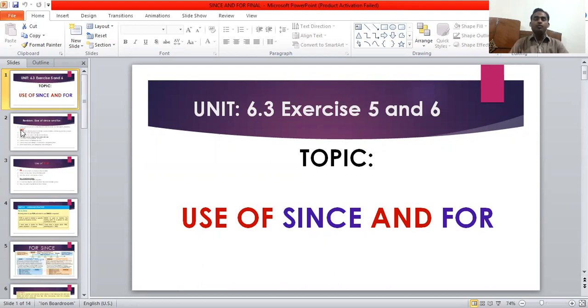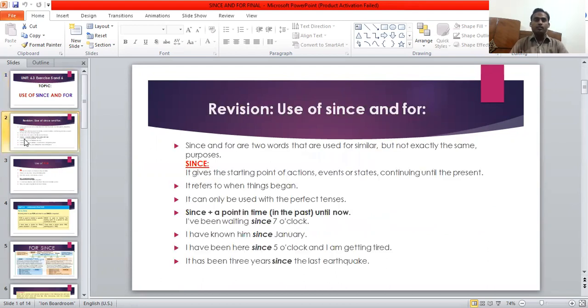And today's topic is use of since and for. So today we will discuss the uses of since and for. Now let's start with the first. Since gives the starting point of actions, events or states continuing until the present.